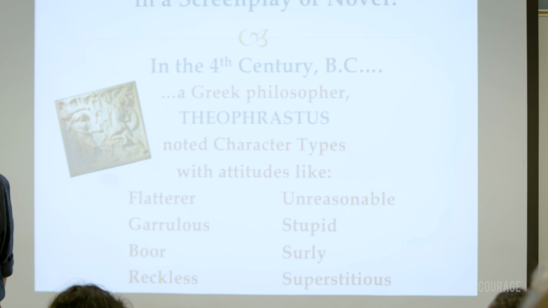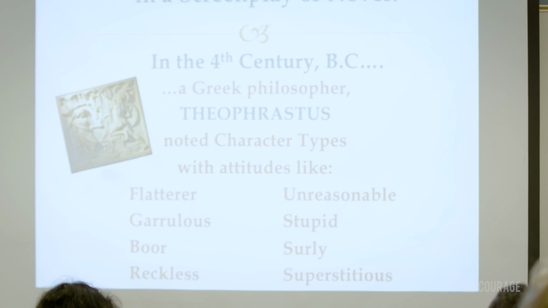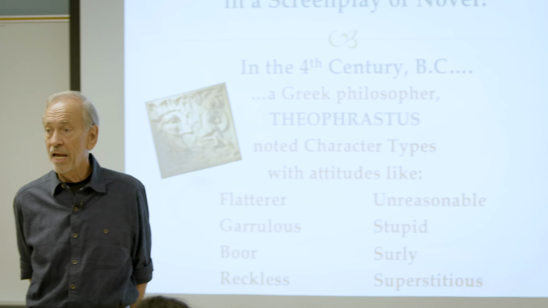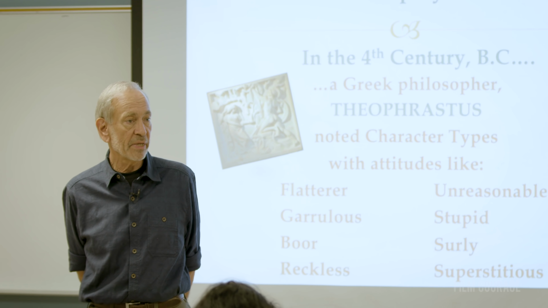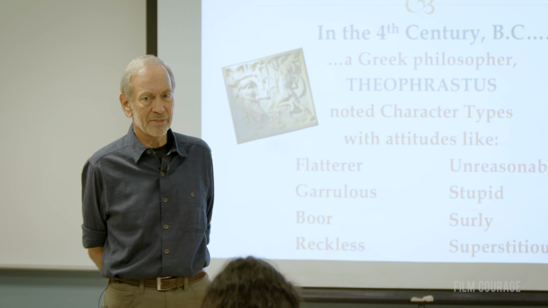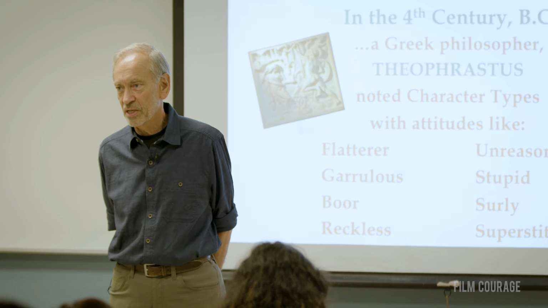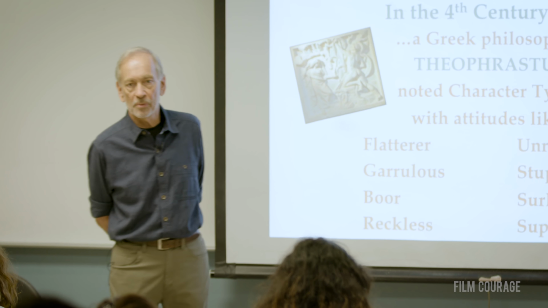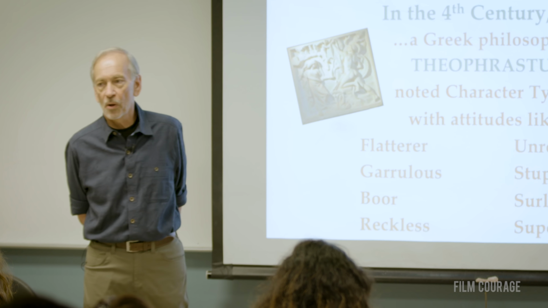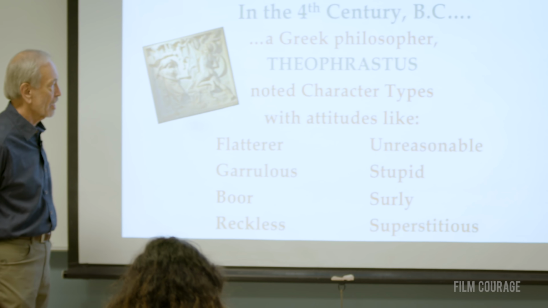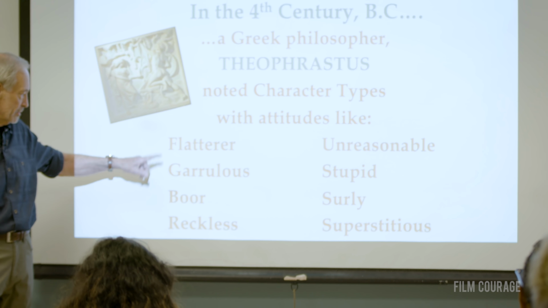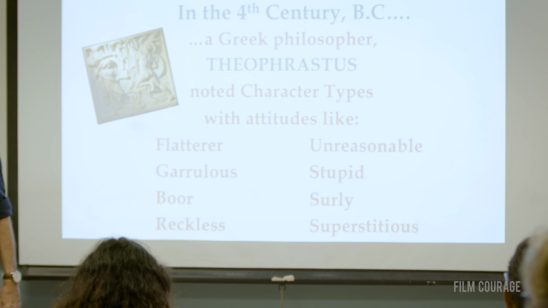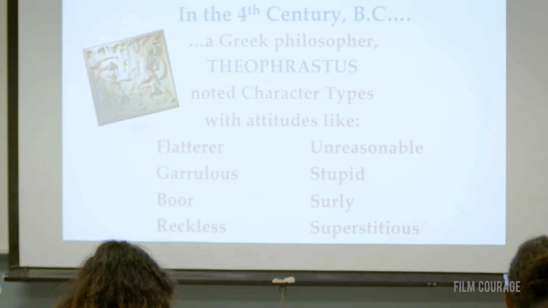About 400 BC, what's his name? Theophrastus. Theophrastus was a Greek philosopher, and he sat down and made up this list. It was about 70 types long, but made up a list of types of people based upon predominant attitudes: flatterer, garrulous, boor, reckless, superstitious, and so forth. I'm not quite sure why he did it, because he was a philosopher, not a dramatist.